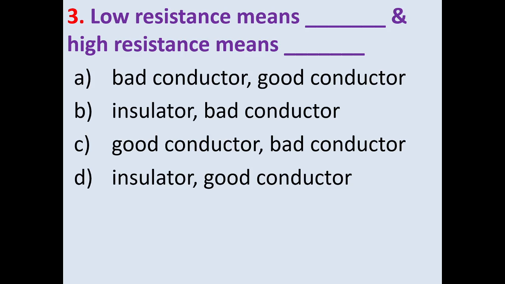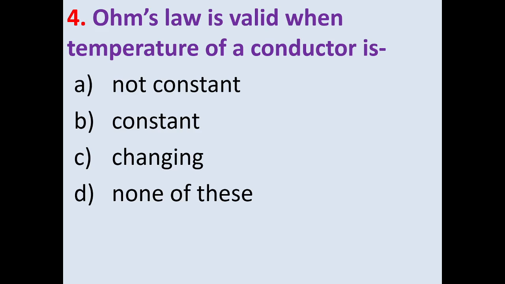Low resistance means dash dash and high resistance means dash dash. We have seen that good conductors, conductors are the substances through which electric current flows easily. So conductors have low resistance, whereas substances through which electric current does not flow are called bad conductors or insulators. So insulators or bad conductors have high resistance. So low resistance means good conductors and high resistance means bad conductors.